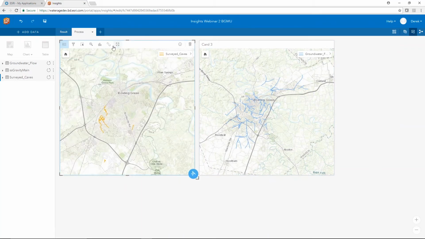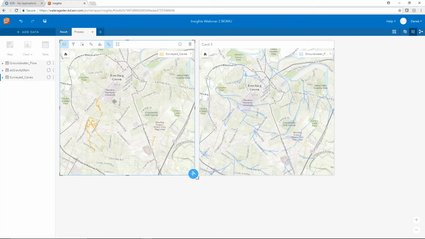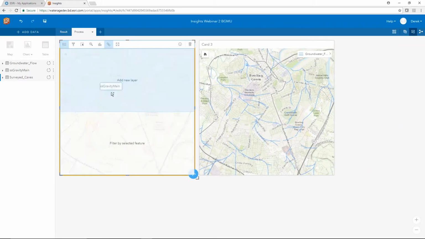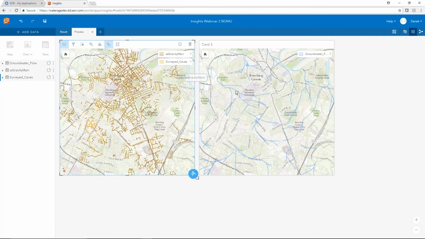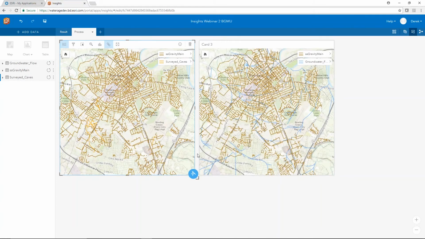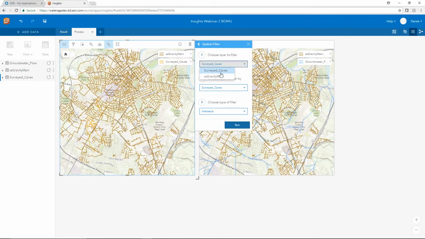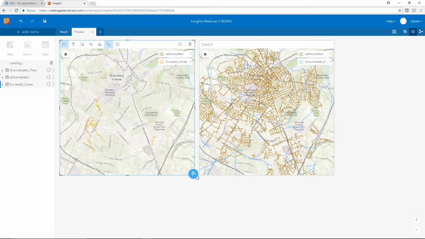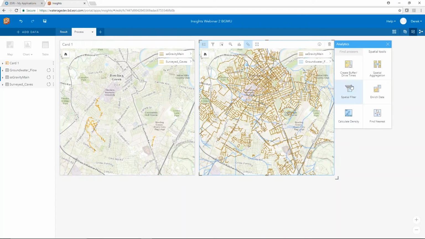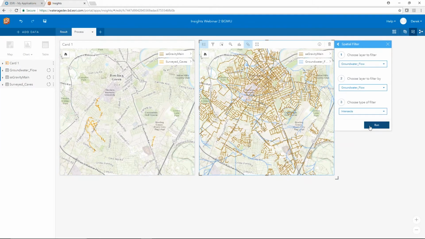So now that we have our two areas defined here, where we know we have some of this karst topography, we can bring in our gravity mains. Using Insights, we can do a spatial filter on these gravity mains to find those that intersect the individual surveyed caves and also the individual groundwater flows that we're looking at inside of this area.